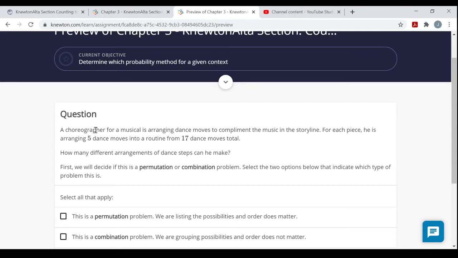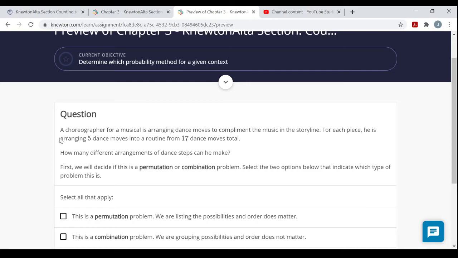So I'll just do this one. A choreographer for a musical is arranging dance moves to complement the music in a storyline. For each piece, he is arranging 5 dance moves into a routine from 17 dance moves total. So of these 17, he's picking 5 of them to put in this routine. How many different arrangements of dance steps can he make?